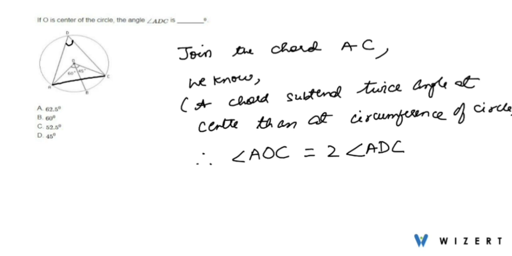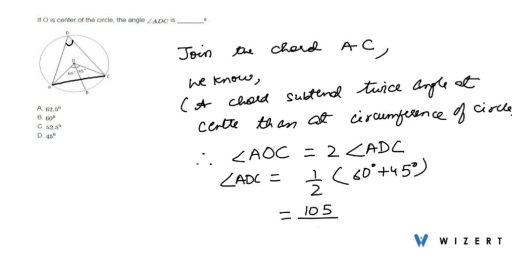So this is the relation. From here we will get angle ADC as half of angle AOC, and AOC is given in the question as 60 degree plus 45 degree, because angle AOB is 60 and angle BOC is 45 degree. It is given in the question. So from here we obtain angle ADC value as 105 degree divided by 2, which is equal to 52.5 degree.